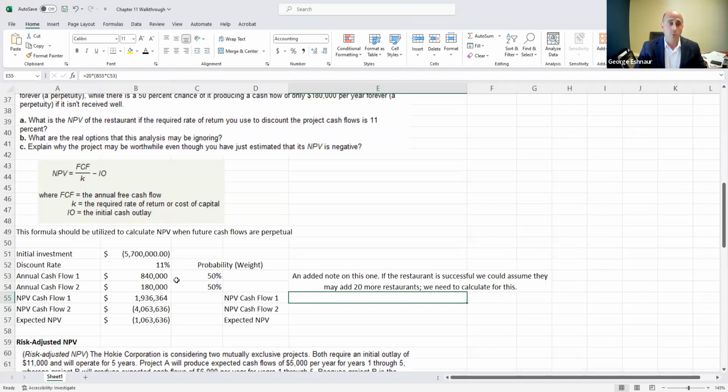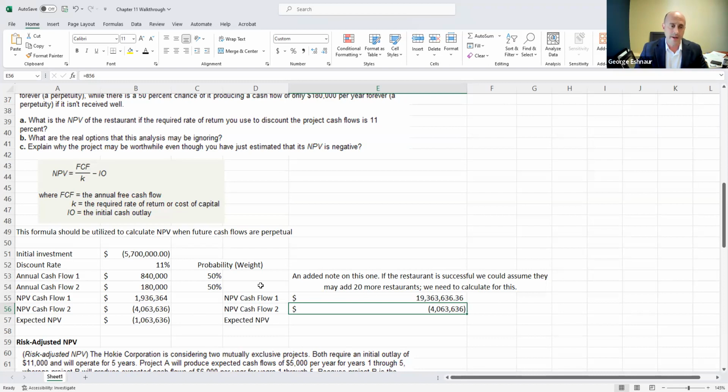So what we have to do at this point is this one, as you can see, well, let's say we wanted to add 20 restaurants with that net present value calculation. So we'd have to take that basically 2 million times 20 restaurants. So each restaurant, their net present value would be almost 2 million. We multiply that by 20. And then for this one, it's exactly the same, because if it's not successful, we're going to stop after one restaurant. We're just going to cut our losses and be done.